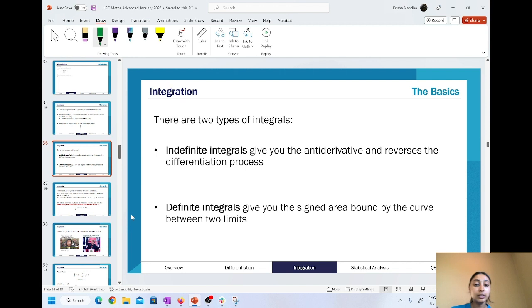The indefinite integral just has this weird S, and for the definite integral, when we have those two bounds, we'll write between A and B, whatever that A and B might be, okay? Those two limits.